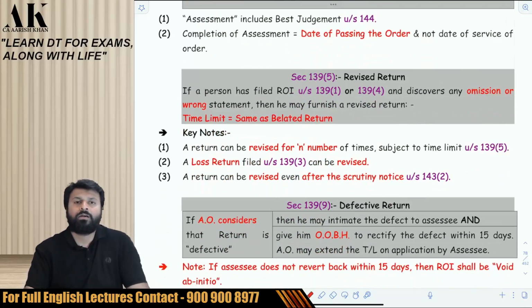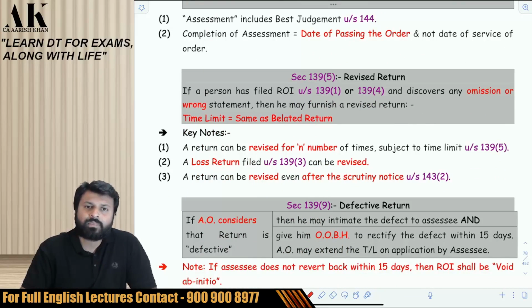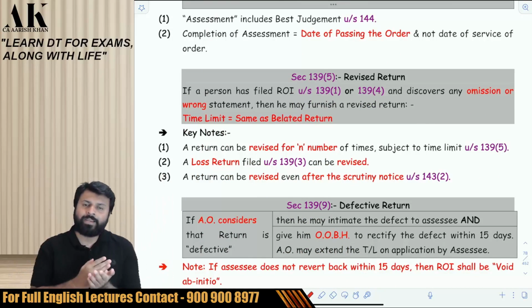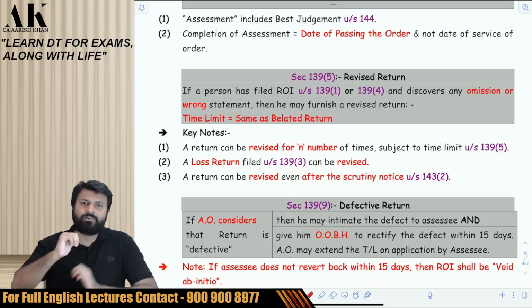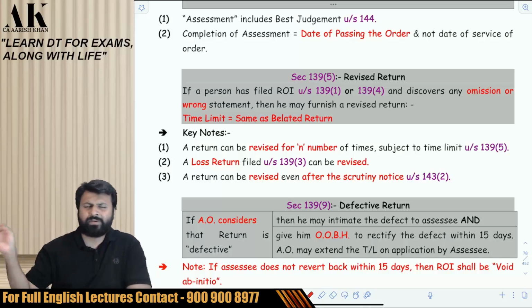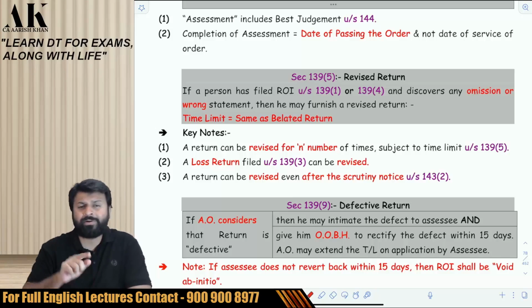Next one, 139(5), revised return. By when can I revise the return? You can revise the return by the same date, that is, by 31st of December or before completion of assessment, whichever is earlier. If there is some wrong statement, some wrong information you have given, you can revise it. How many times can I revise? You can revise n number of times. There is no limit on the number of times you can revise a return.